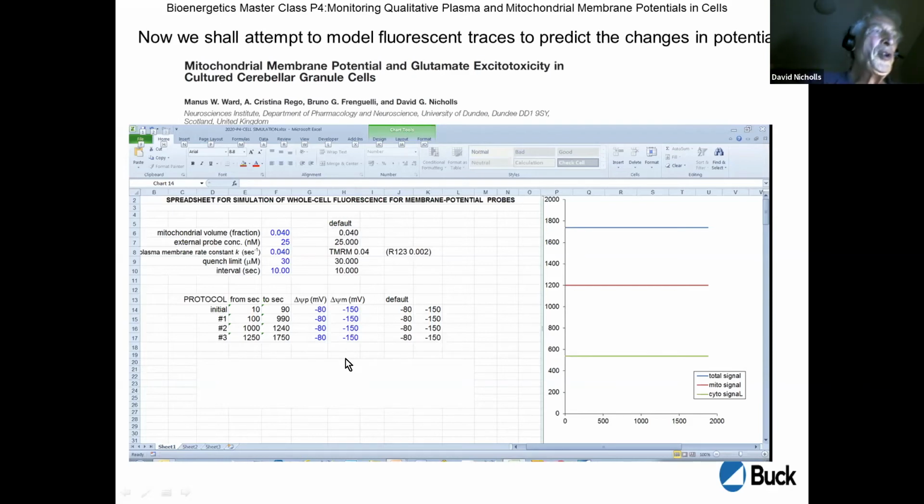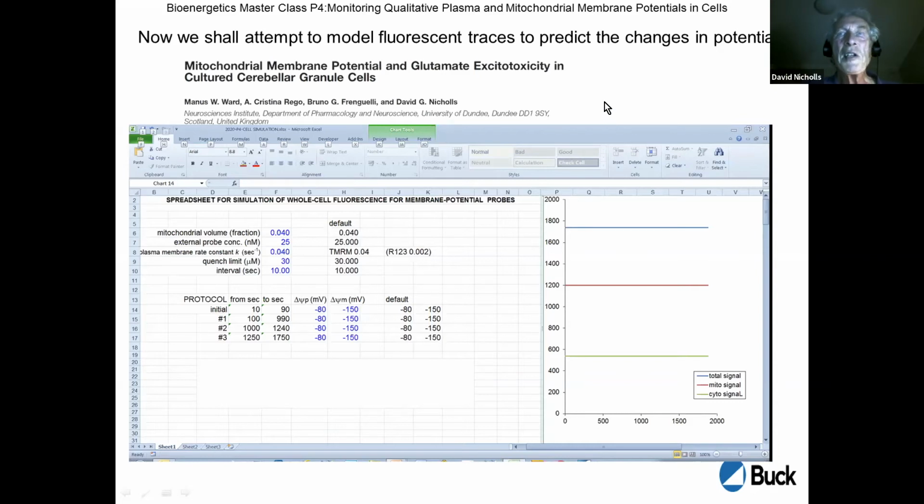If you get confused and you think you forgot where you started with, these are the default values we go back to when we want to reset the experiments. The default plasma membrane potential is 80 millivolts. My program needs a minus sign there, but don't worry about that. The default mitochondrial membrane potential is 150 millivolts there.